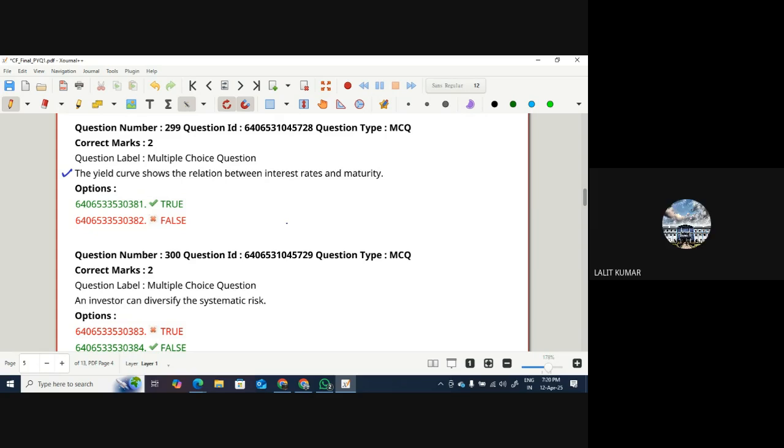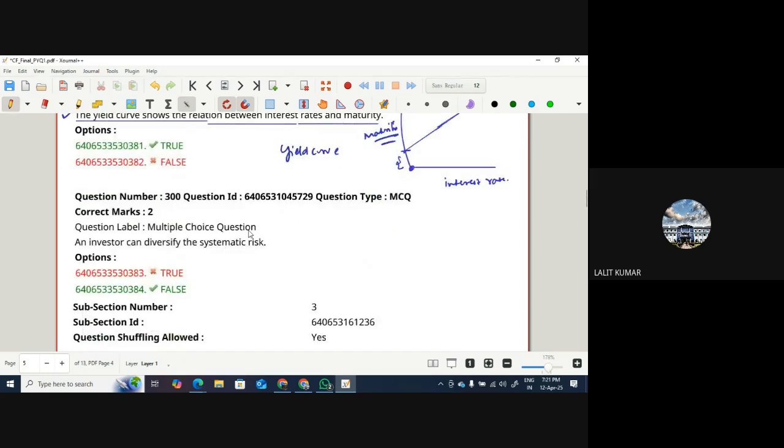Okay. The yield curve shows the relation between interest rates and maturity. This is true. So for the yield curve, on the horizontal axis is the maturity, and on the y-axis is the interest rate. You can remember this. As the maturity increases, the interest rate generally increases. This is true. Okay, the next question will come.